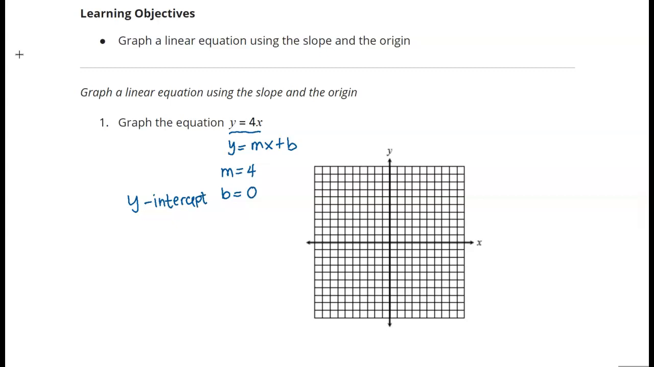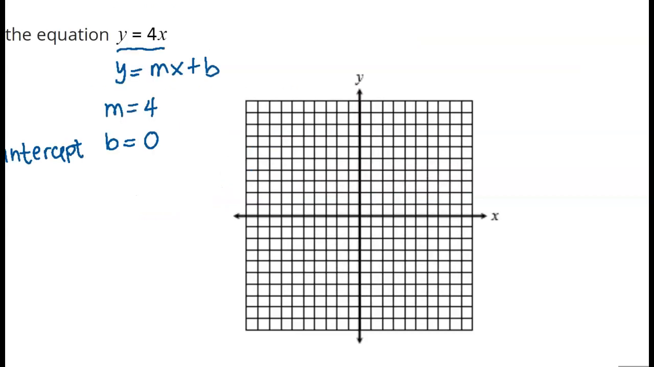The y-intercept is the intersection onto the y-axis. So therefore, to graph this, we will start with this given value of b, the intersection at the y-axis. And now let's locate that point. The intersection on the y-axis is at 0, that is at the origin. And then from that point, we will use the slope. In this case, the slope is 4.